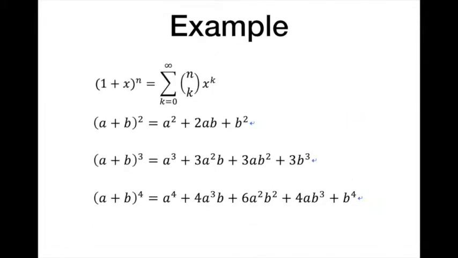There are certain examples. First one, for example, when a equals 1, Newton's binomial series could be written as (1 plus x) to the power n equal to the sum of n choose k times x to the power k. And a few other examples we can write in different forms.